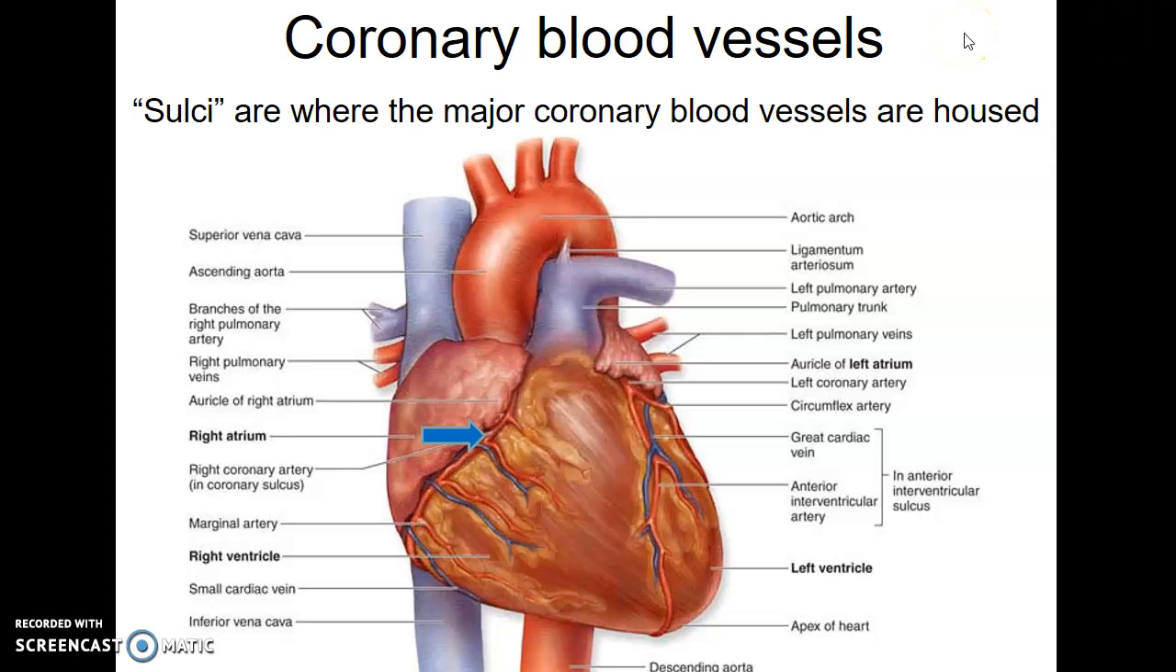So our coronary blood vessels are wrapping around the heart, and they're supplying the heart muscle with oxygen. They're located in sulci, S-U-L-C-I. So here's our heart right here, and here is our coronary sulcus right there. And here are coronary blood vessels located in the coronary sulci. So we have coronary arteries and coronary veins that are covering the heart.